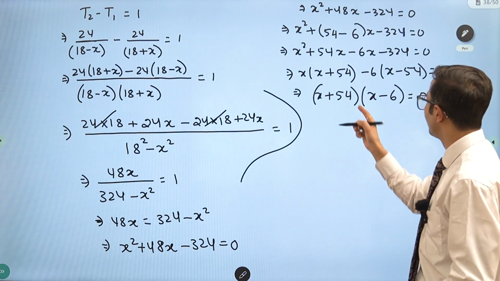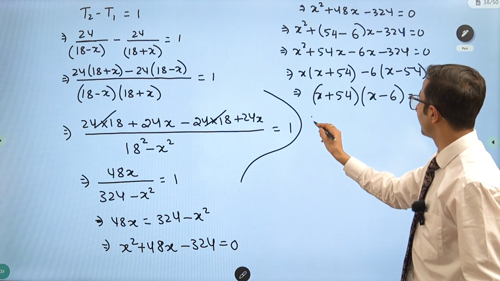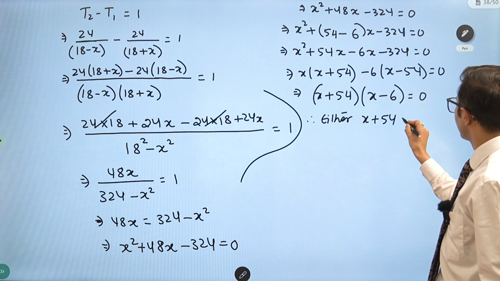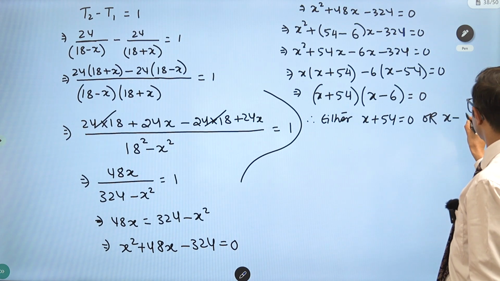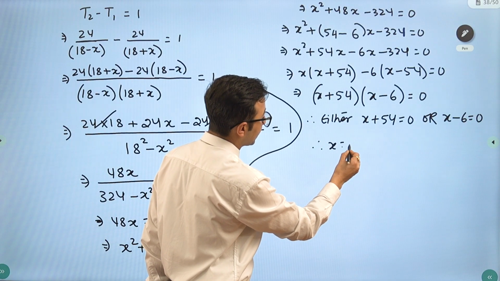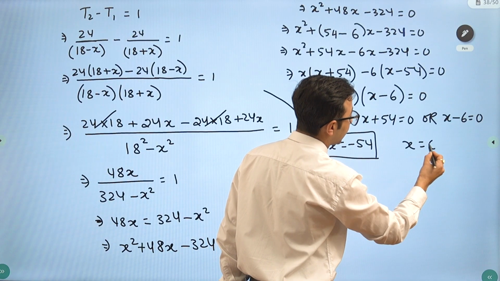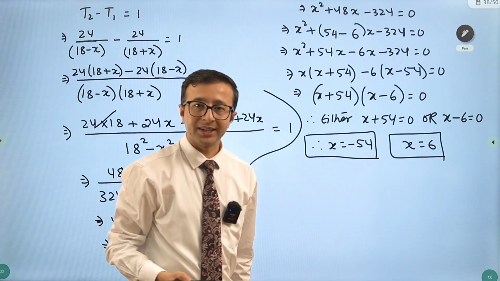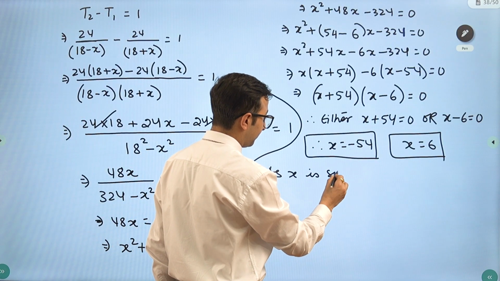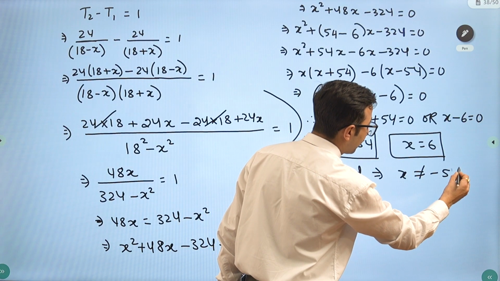Now again the product of two linear polynomials is 0, that means one of them must be 0. So we will write either x plus 54 is equal to 0 or x minus 6 is equal to 0. You can see here, from here the value of x is minus 54 and another value of x is 6. But you know that x is the speed. So speed cannot be negative, as x is speed, which implies x cannot be equal to minus 54.